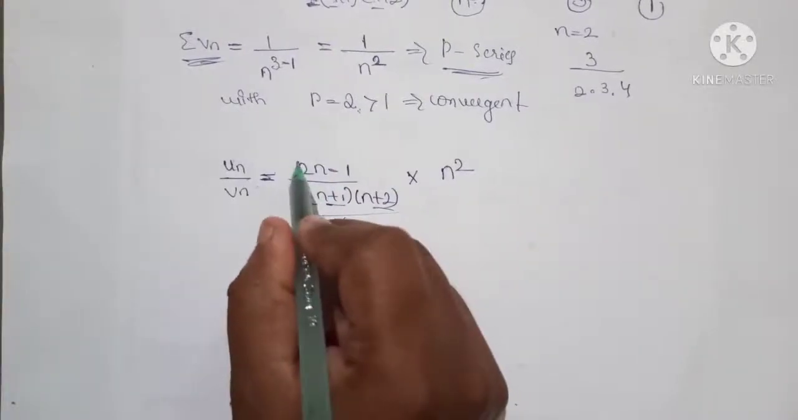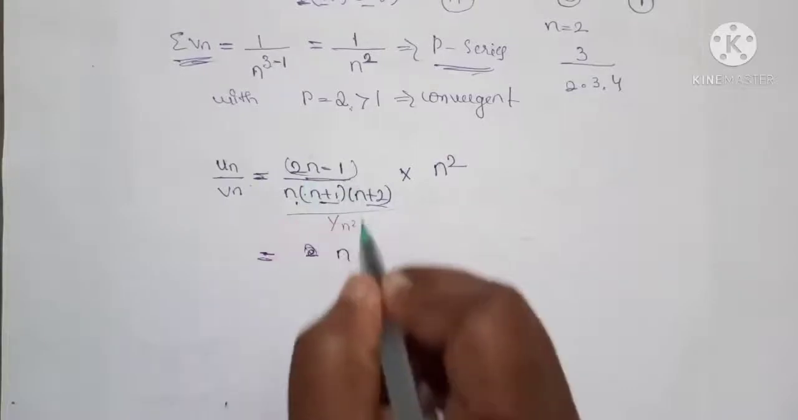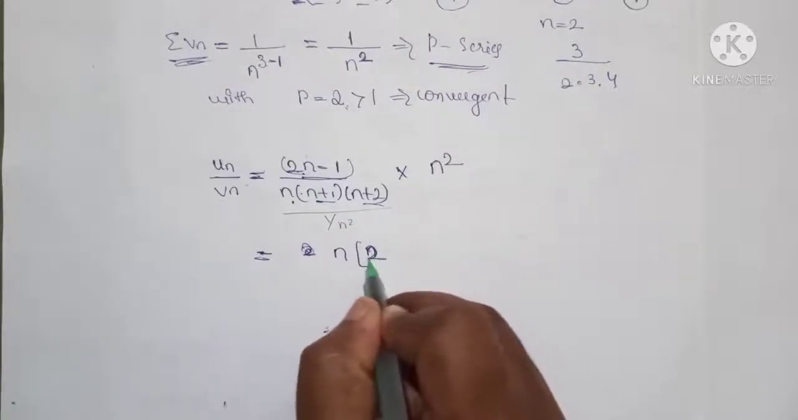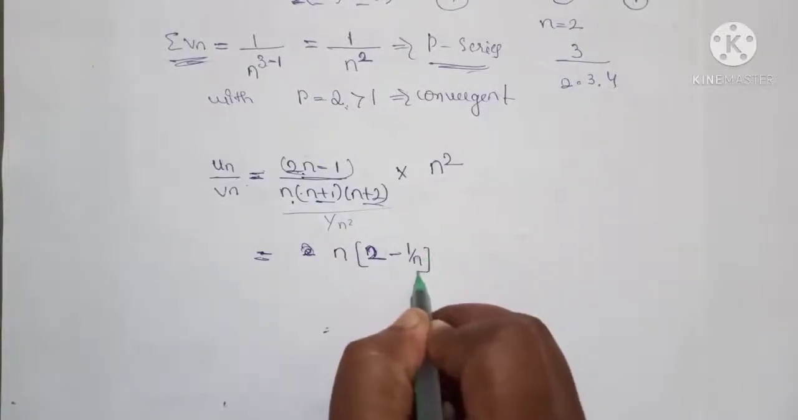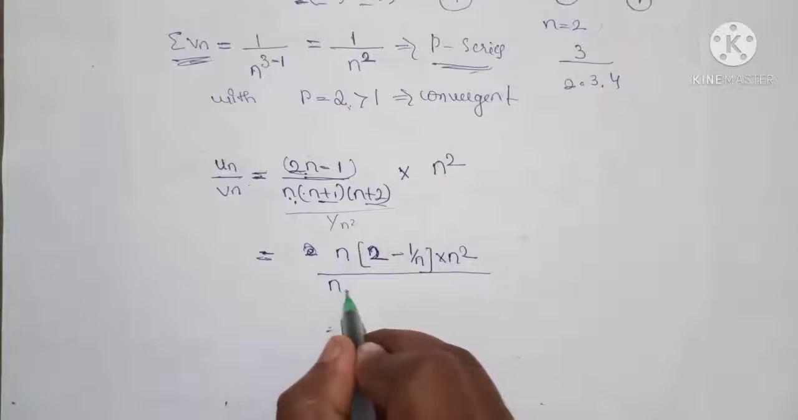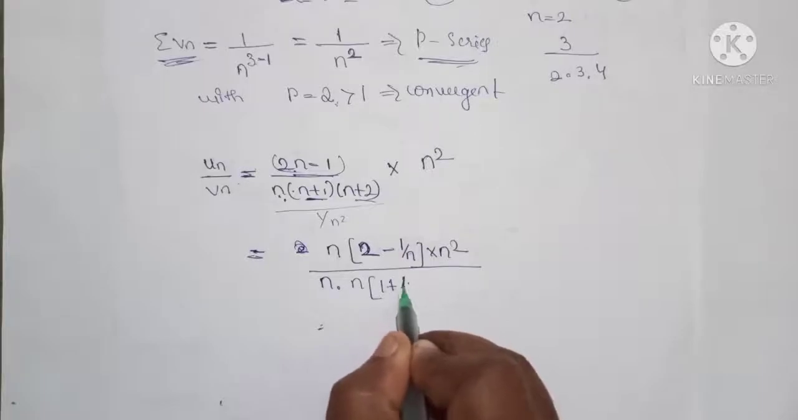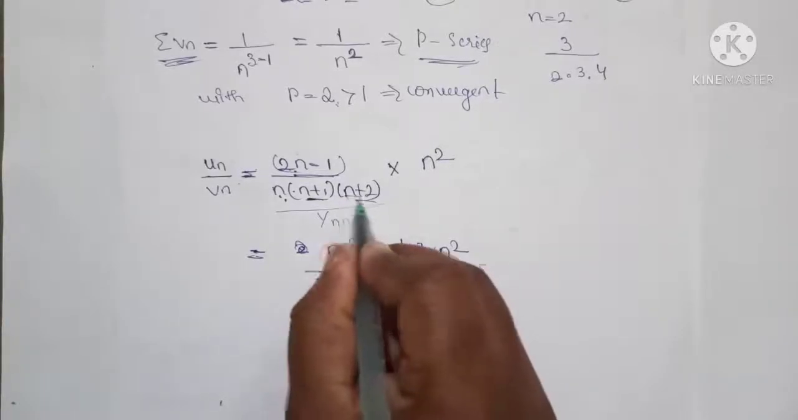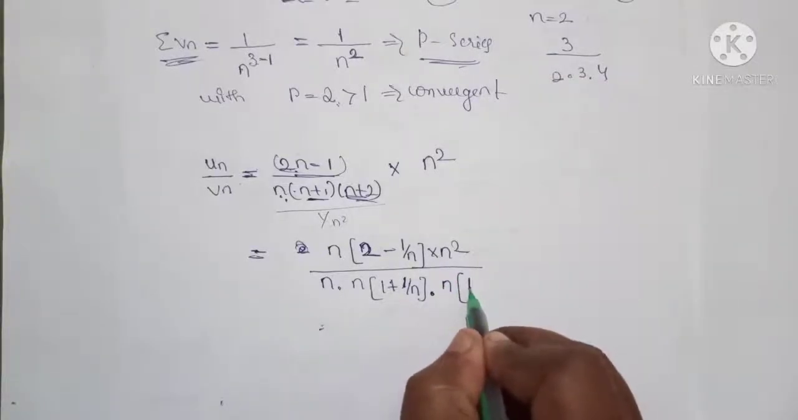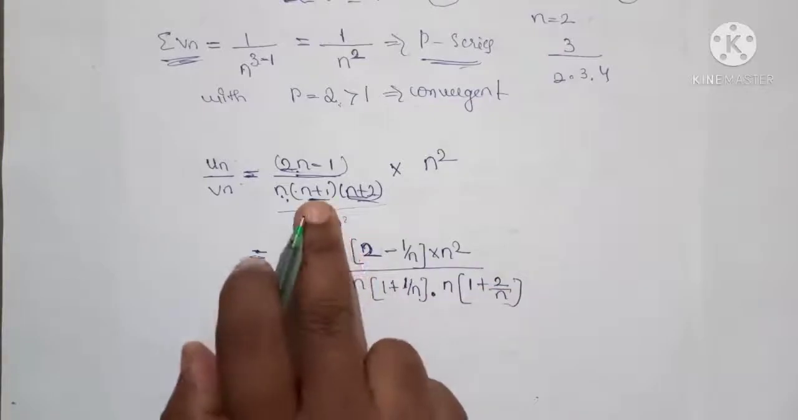Then see, again in the numerator also we take n common. Therefore taking n common from this bracket, we get 2 minus 1 divided by n, into this n square as it is. In the denominator, n as it is. From this bracket we take n common, we get 1 plus 1 divided by n, into one more bracket here, therefore we take one more n common here, we get 1 plus 2 divided by n. So if you simplify this, you will get the same one.